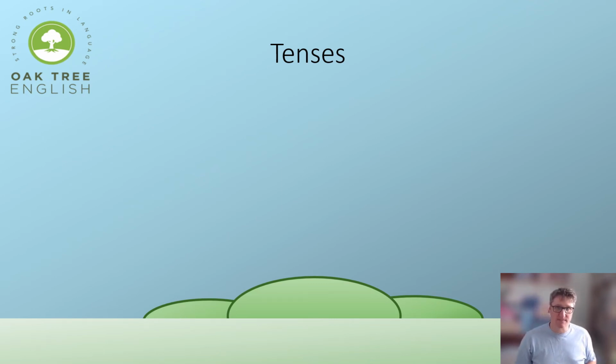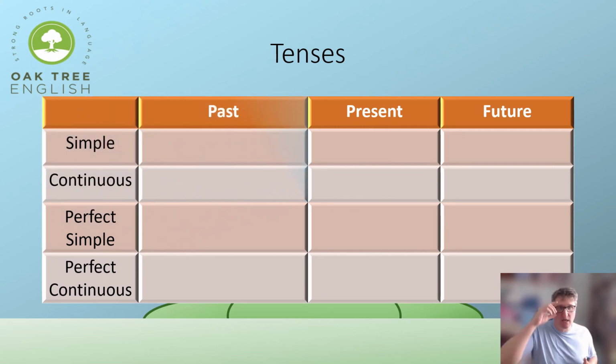Here's how it works. There are three main areas of tenses: past, present, and future. That's not complicated. There are four basic modes: simple, continuous, perfect simple, and perfect continuous. So let's put some examples in place here. The past simple is used to talk about something that happened one time in the past. I passed my exam. When? Last week. Aha, okay, done.